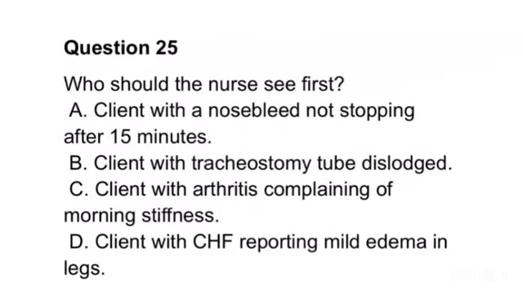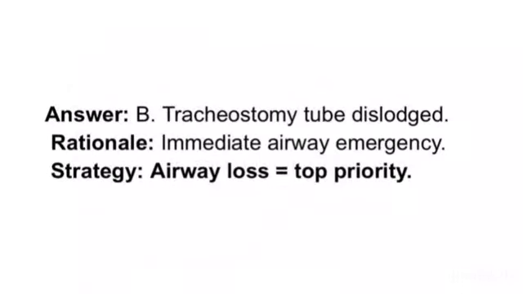Question 25. Who should the nurse see first? A. Client with a nosebleed not stopping after 15 minutes. B. Client with tracheostomy tube dislodged. C. Client with arthritis complaining of morning stiffness. D. Client with CHF reporting mild edema in legs. Answer: B. Tracheostomy tube dislodged. Rationale: immediate airway emergency. Strategy: airway loss equals top priority.